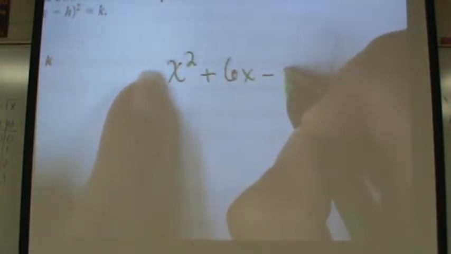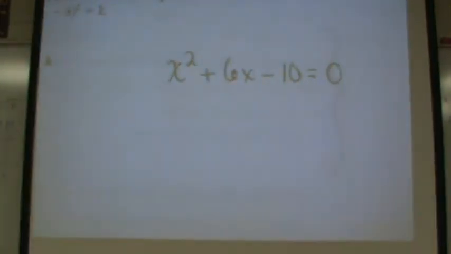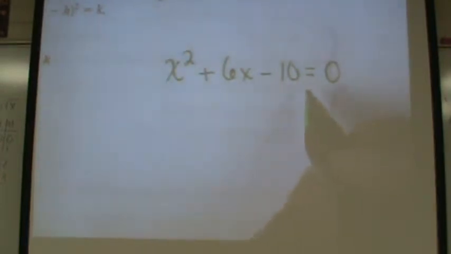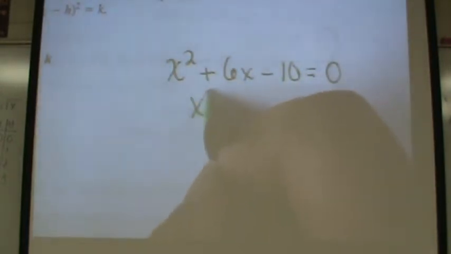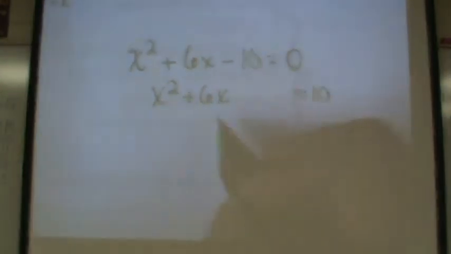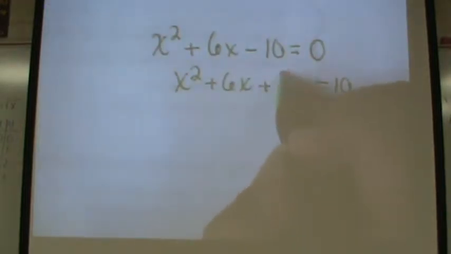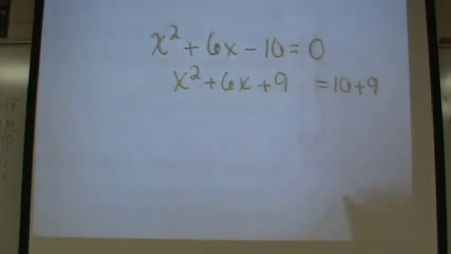So what if I gave you x squared plus 6x minus, I'll do minus 10. Okay, so let's do this one. Do we have to divide by anything? No, don't have to. So I'm gonna bring negative 10 over to the other side. Make it a positive 10. You take half of 6, what's half of 6? And square it. You're gonna add 9 here, and you're gonna add 9 here.